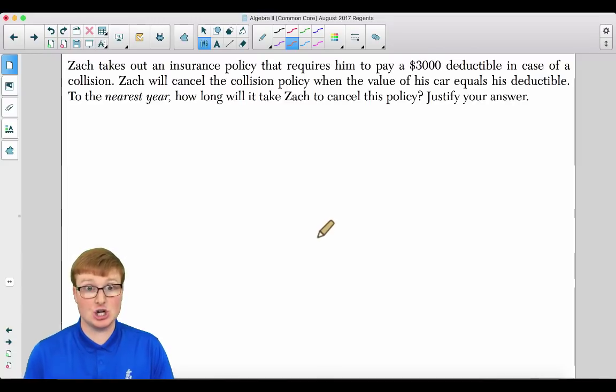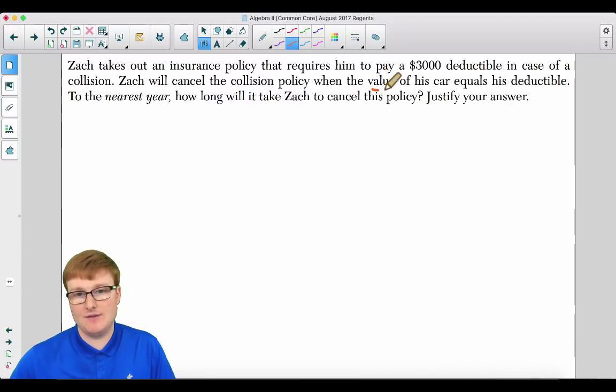Zach takes out an insurance policy that requires him to pay a $3,000 deductible in case of a collision. So he has to pay $3,000 for the insurance. Zach will cancel the collision policy when the value of his car equals his deductible to the nearest year. How long will it take Zach to cancel this policy? Justify your answer. So it's saying that the value of his car equals the deductible.